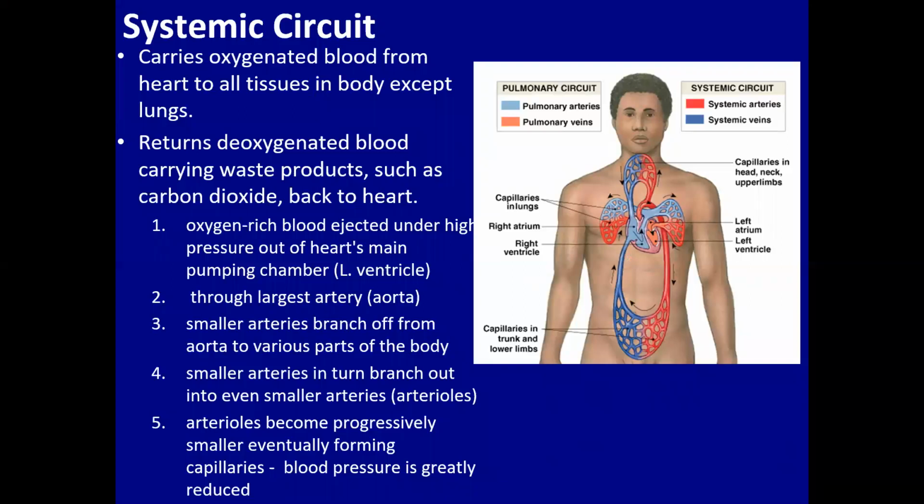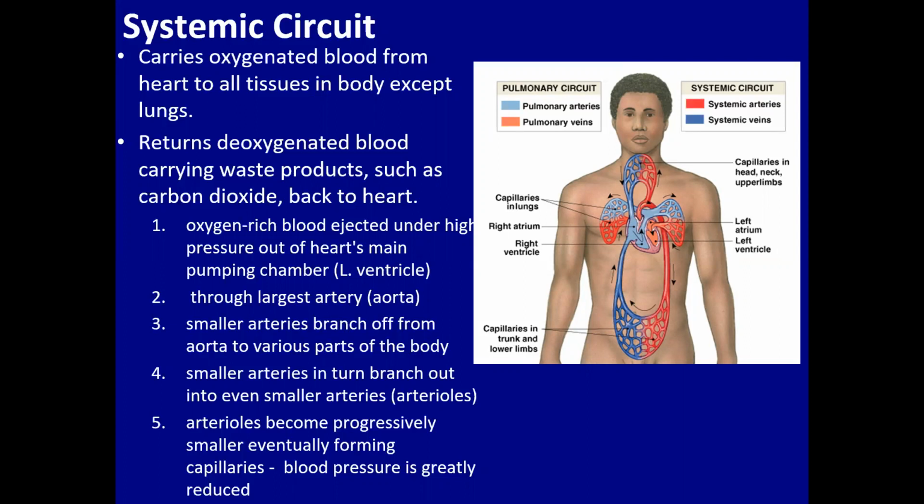With this image, you see this young man that has lighter blue and lighter red areas that go to the lungs, and then you see darker blue and darker red areas that go to the upper portions of the body and the lower portions of the body. Those different areas, the light colors and the dark colors, are indicating whether they're part of the pulmonary circuit or the systemic circuit.